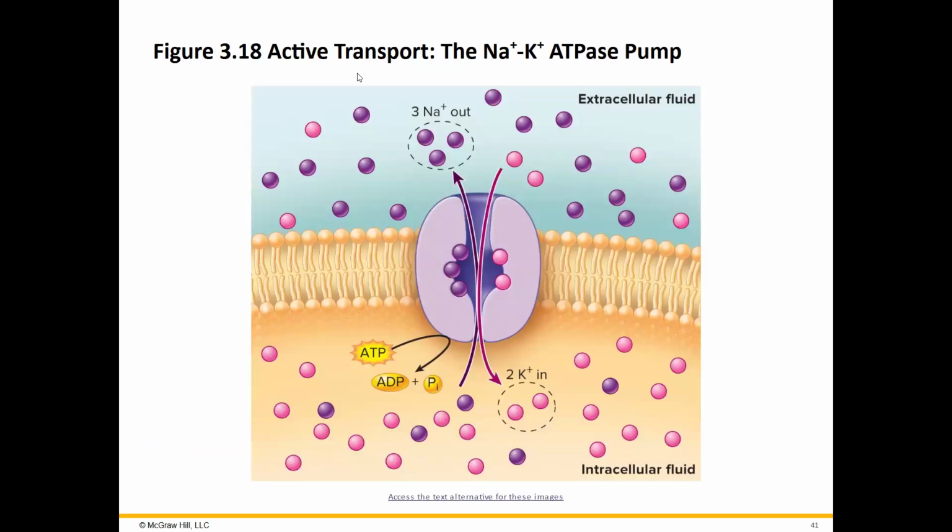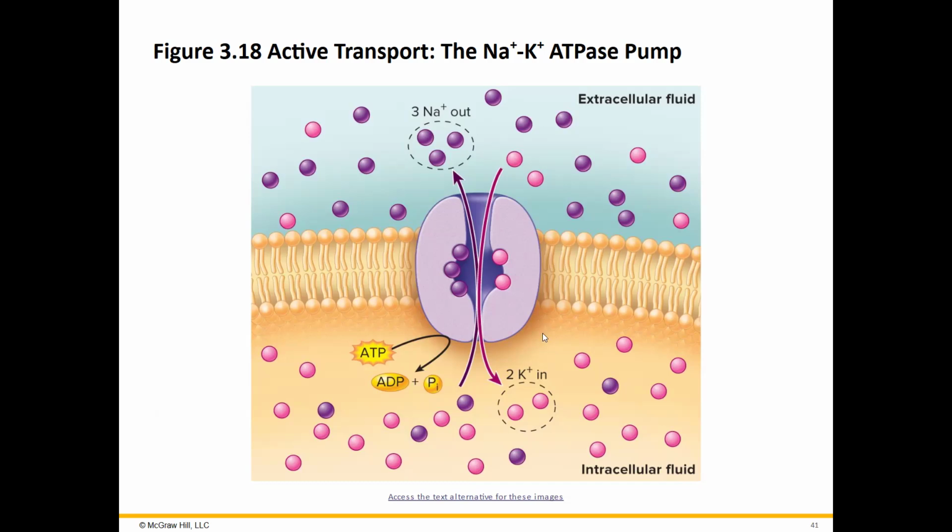So we have more potassium inside the cell than outside the cell. But we want even more potassium inside the cell. Additionally, we have more sodium out of the cell than inside the cell, but we want even less sodium inside the cell. So these carrier proteins called pumps will bind, right? It'll take 3 sodium and bind, it'll take 2 potassium and bind, and then using energy, it'll suck the potassium in and push the sodium out.